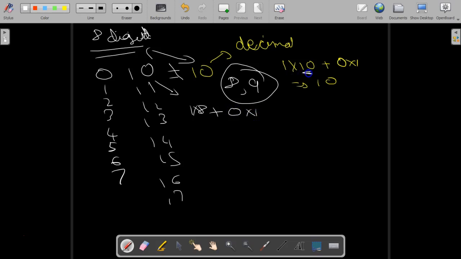So the reason we are multiplying with 10 over here is because we have only 10 digits to play with. That's why it's called a decimal system. I'm not sure what the actual name for this one is. I'm just calling it an 8-digit system because I don't know the actual name of it.